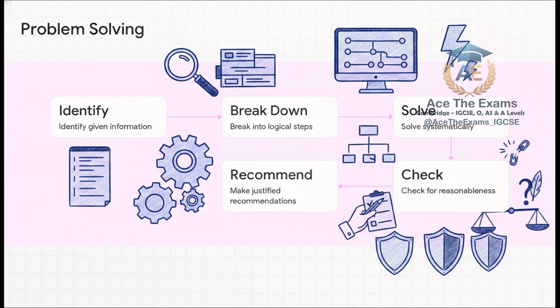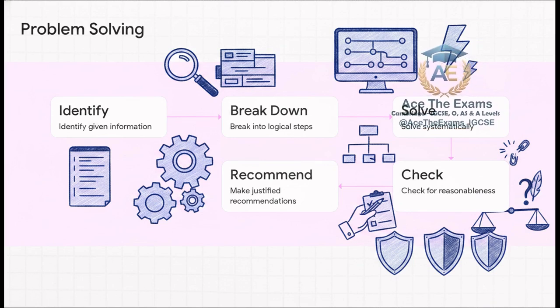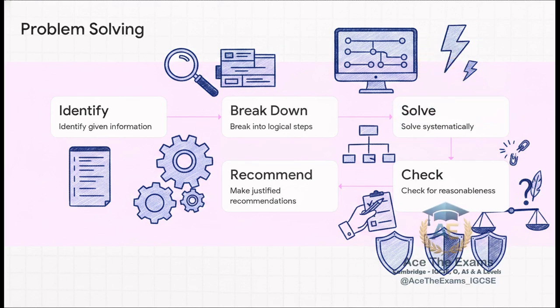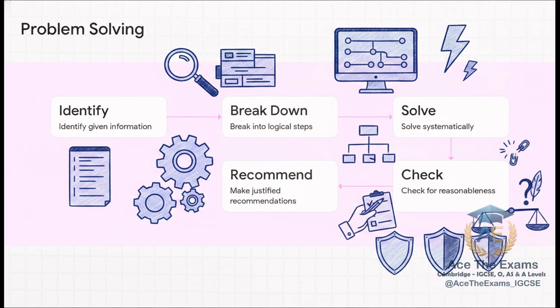What's the flaw here? Look at step 4 on the cycle. Check for reasonableness. Does that recommendation pass the reality test? No way. In a modern tech startup, banning internet access for software developers is absolutely absurd. They wouldn't be able to push updates, access cloud repositories, or do their jobs. It shows a complete lack of real-world IT understanding, and the examiner will ruthlessly dock marks for it.